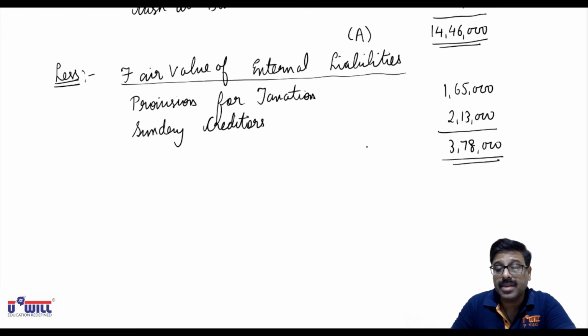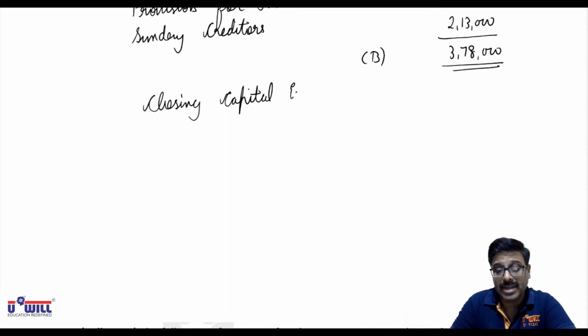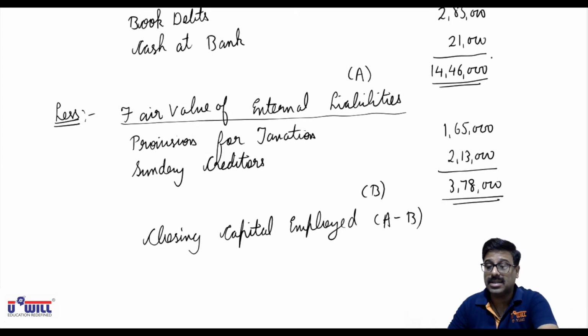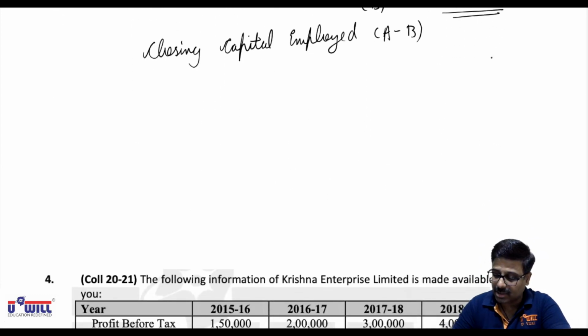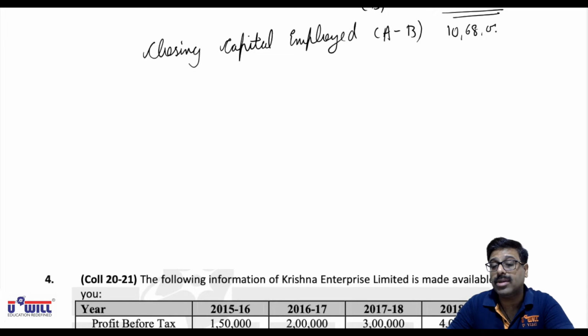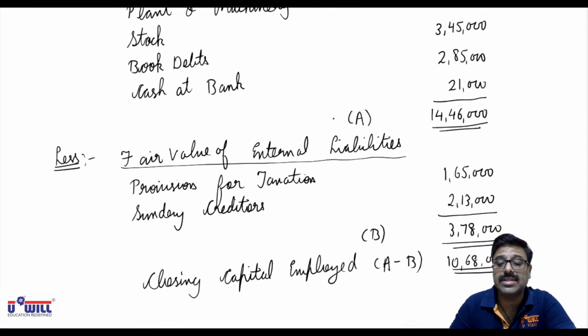Mark it as B. Now closing capital employed will be A minus B. That means fair value of all trade assets minus external liabilities. So the fair value of all trade assets is 14,46,000 minus 3,78,000, which is 10,68,000. What is closing capital employed? 10,68,000. So I hope everyone is clear how to find the closing capital employed: fair value of all trade assets minus fair value of external liabilities.